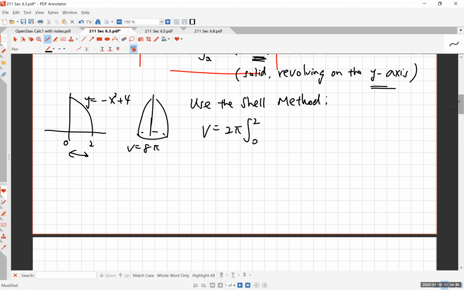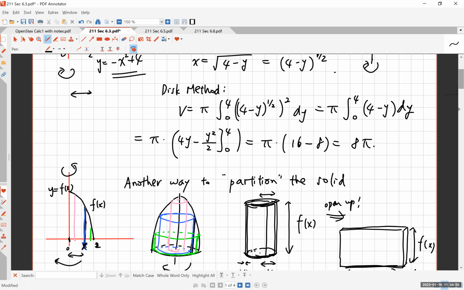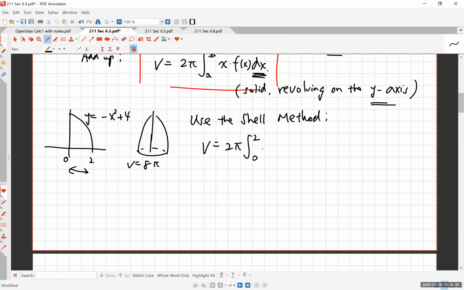See, the first time using the disk method, we had to take the integral with respect to y, right? We had to, in fact, solve the function f of x for x as a function of y. I don't have to do it this time. This time it's 2 pi times x times the function, because this function actually gives you the height, or the length, of the vertical shell, right? So it's x times f of x dx, right? So what you're integrating actually is 2 pi x f of x.